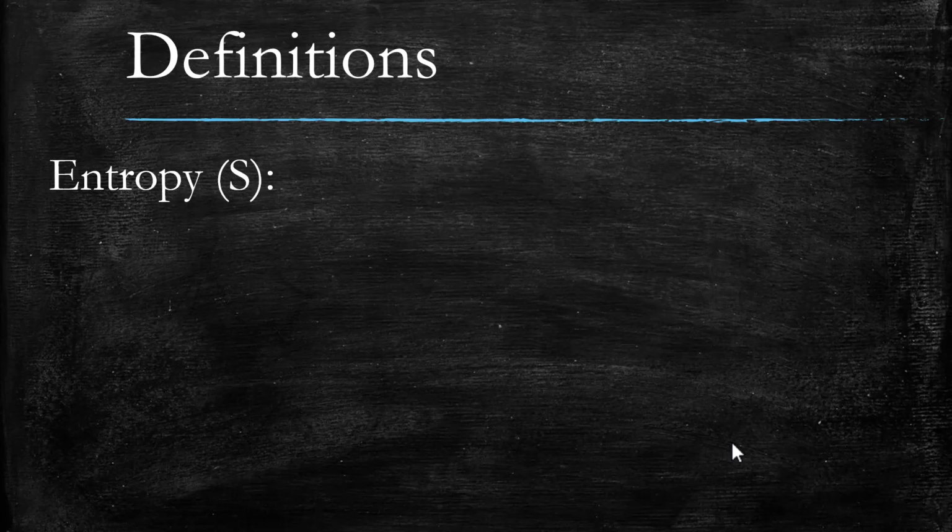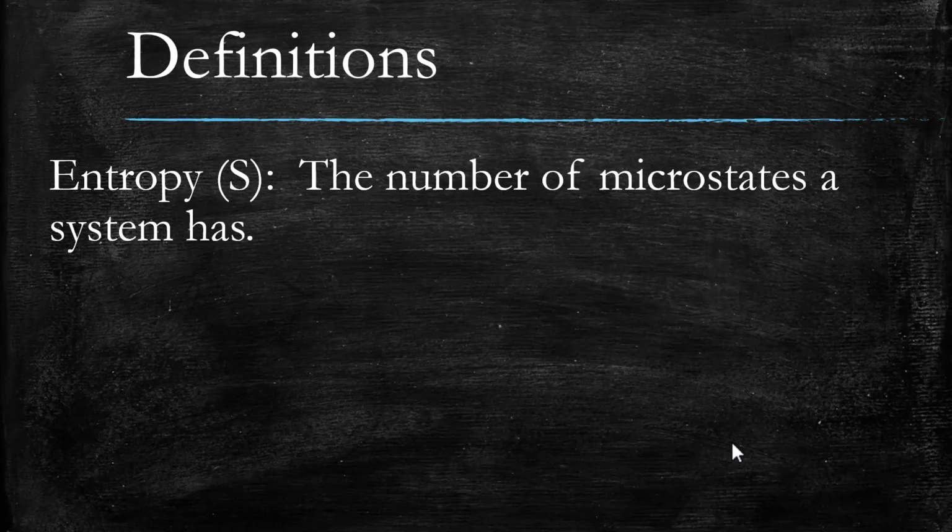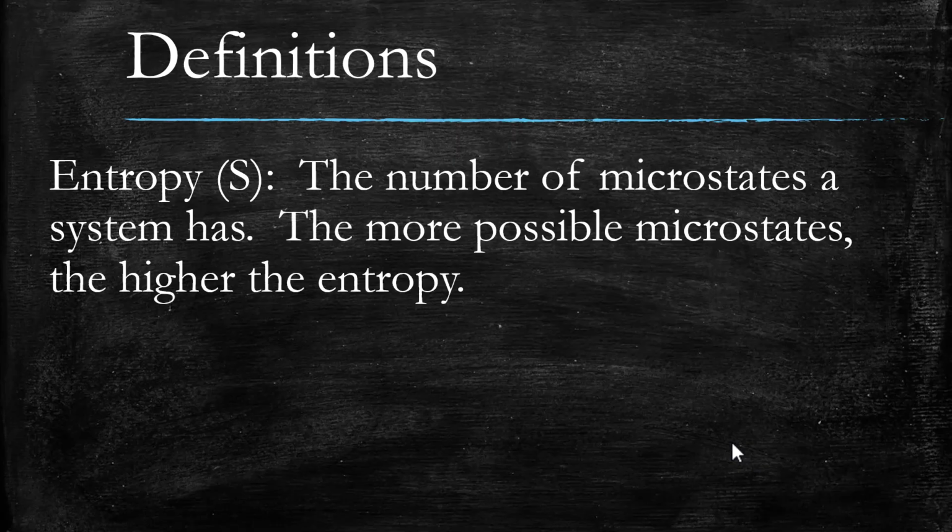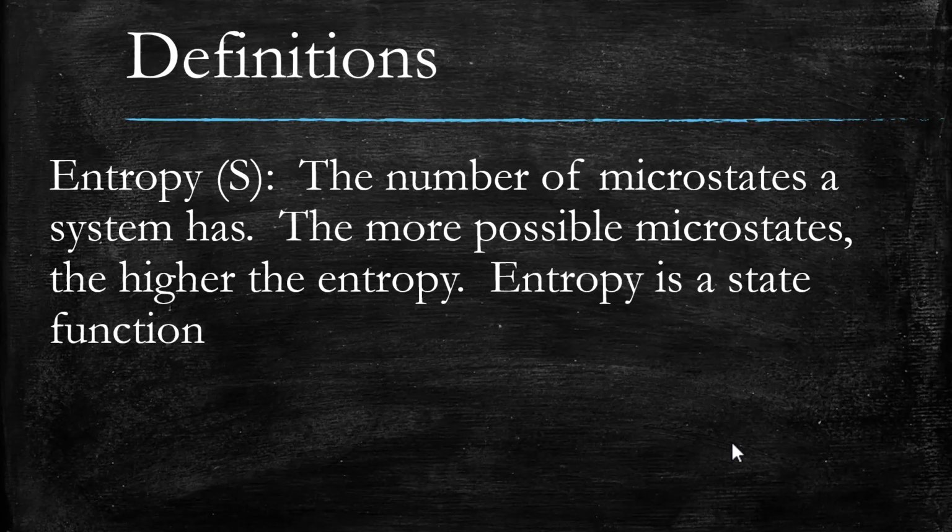Entropy, which we will come back to later, is the number of microstates a system has. The more possible microstates, the higher the entropy. Entropy is also a state function, so delta S is the final entropy minus the initial entropy. And as I said, we will come back to this at a later time.